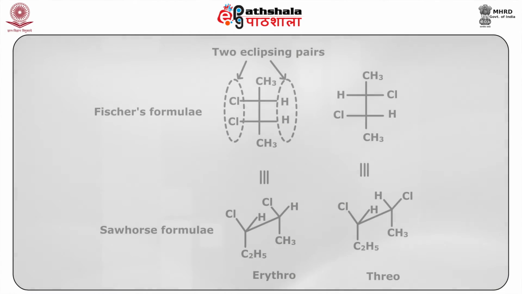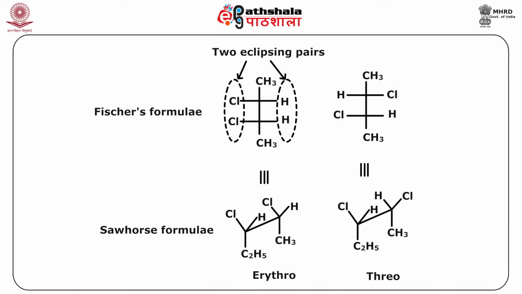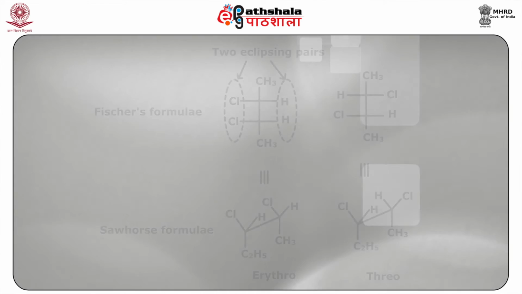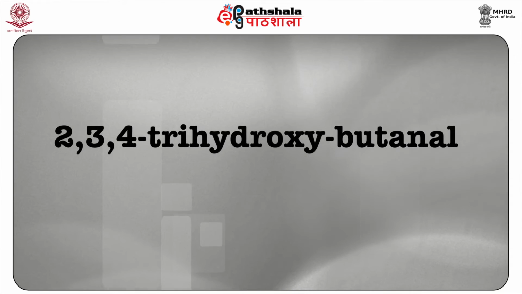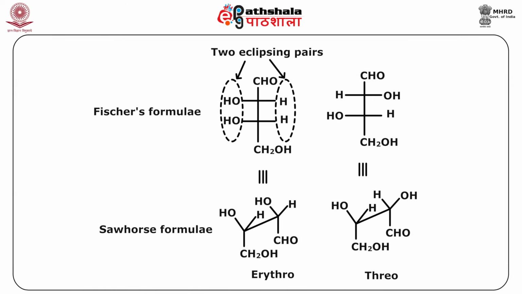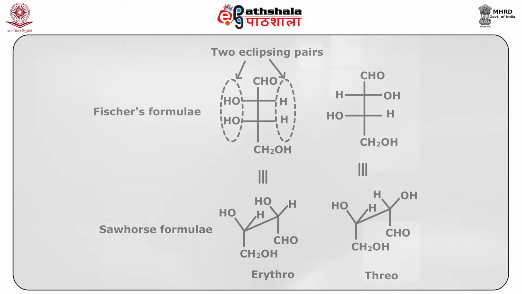2,3-dichloropentane. The Fischer formula is shown, depicting two eclipsing pairs of chloro-chloro and hydrogen-hydrogen attached to the two adjacent carbon atoms. The Sawhorse formulas for the erythro and threo forms are very well shown here in the figures, which are also indicative of the steric hindrances influenced by these molecules. 2,3,4-trihydroxybutanal. The two forms are shown here by the Fischer formula as well as the Sawhorse formulas.